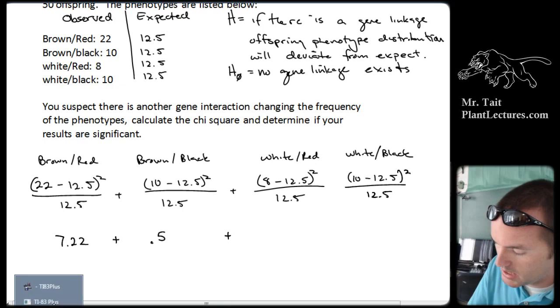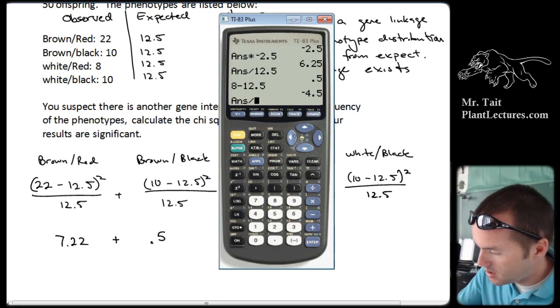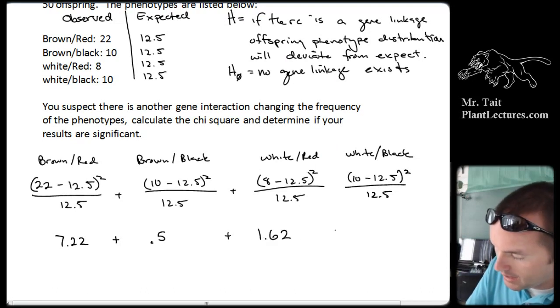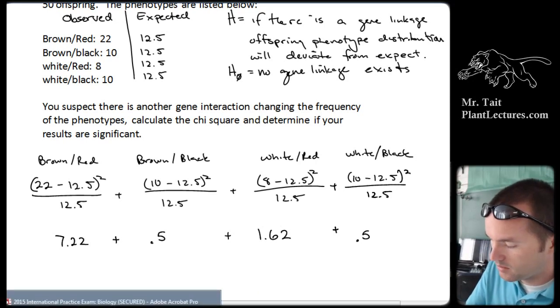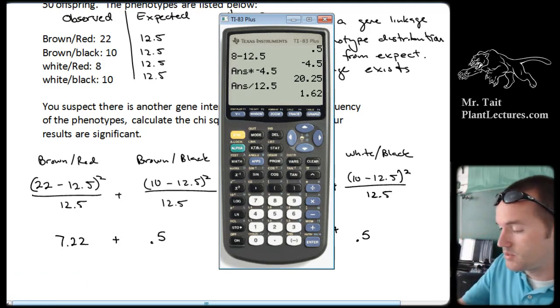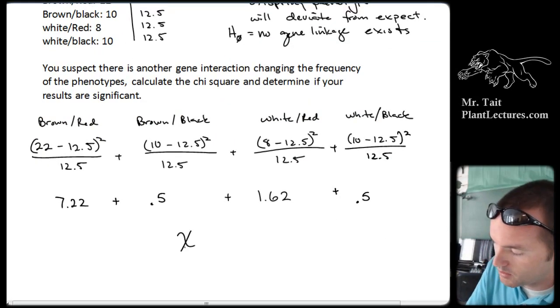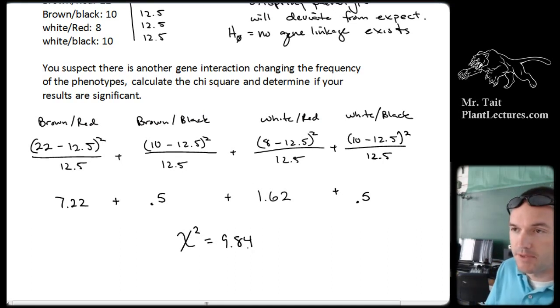Plus the next thing, which is 8. So 8 minus 12.5, times negative 4.5, divided by 12.5, and that gives me 1.62. And this one is the exact same over here as brown black. It's 10, so we'll do 0.5 again. So then we do 1.62 plus 0.5 plus 0.5 plus 7.22, and we get 9.84. So chi square is equal to 9.84. Okay, now we got to do something with that.